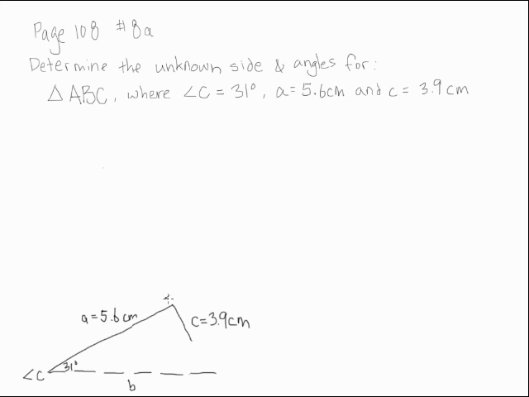This here would be angle B because it is going to be opposite side B. Okay, so angle C is down here. So side C has to be opposite it. Whatever this angle is, it's opposite side A, so it's going to be called angle A. Okay, so let's try to solve this thing.